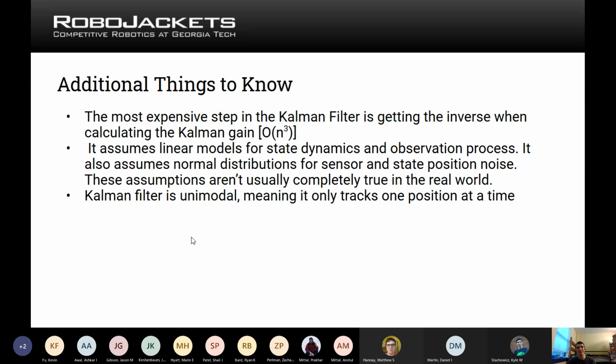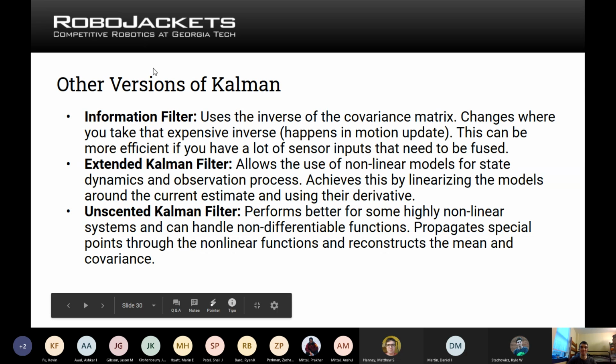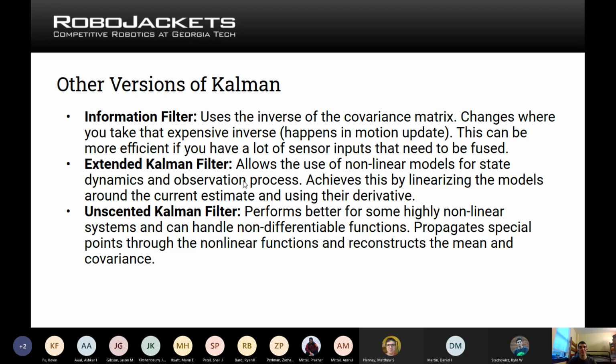Good question. So this linear model assumption doesn't work, at least for RoboNav, I know for a fact it doesn't work. And so we actually do get over it using these other versions of Kalman filter, which I'm about to talk about. I'll say how we use it.